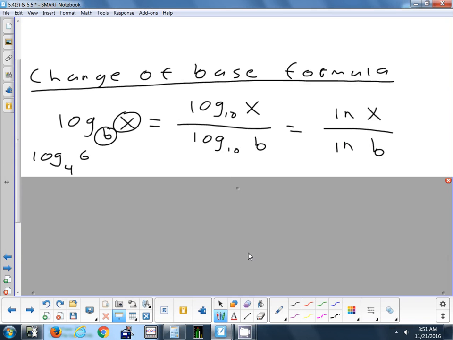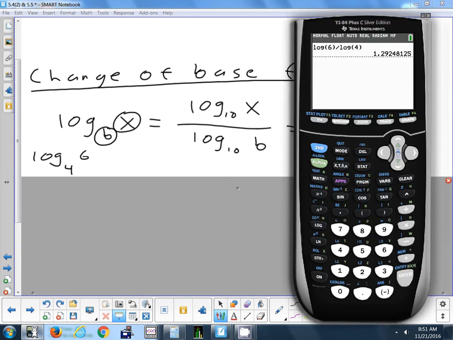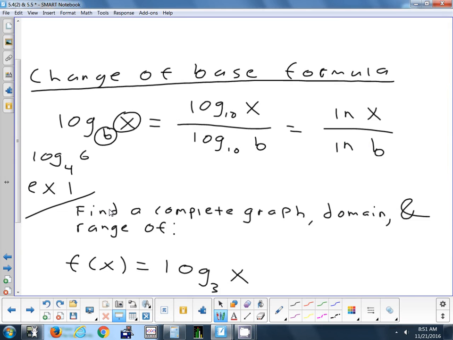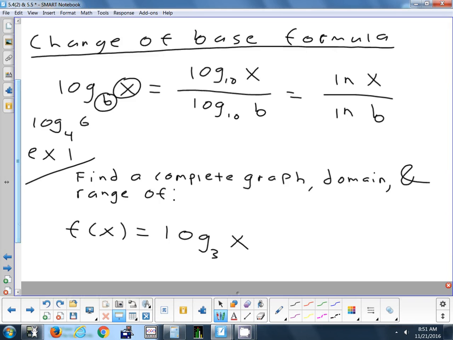Now, if you don't want to do it with log, you can also do the same thing with ln. Take the natural log of the argument, divide by the natural log of the base, you will get exactly the same thing. So I would learn just one of the 2 ways. I usually use the common log, but that's up to you. So now, using that formula, we can now graph things other than base 10 or base e.